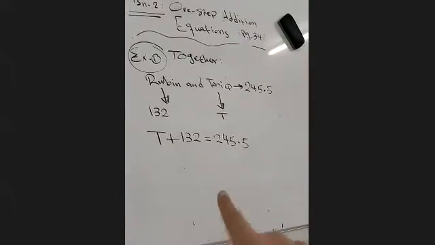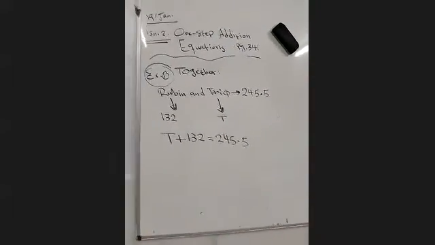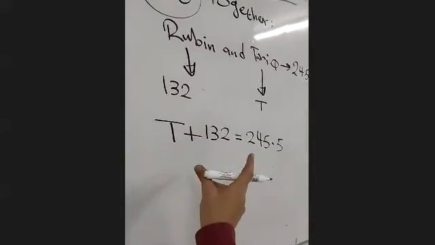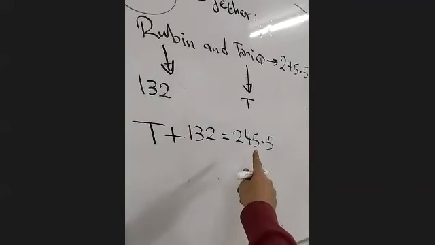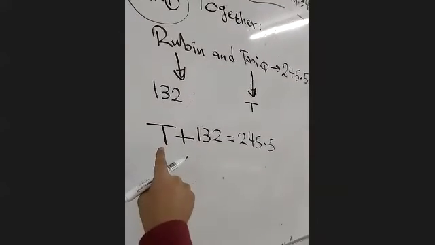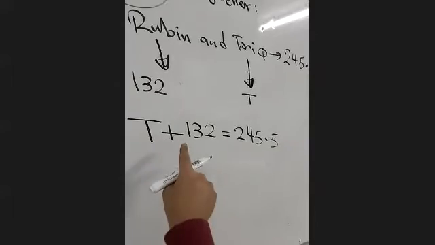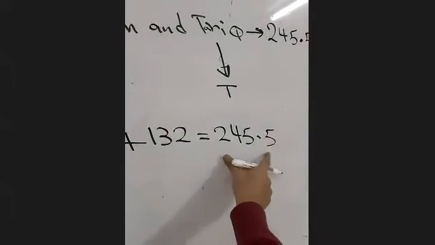Read the question again, ya Yusuf. Write an addition equation that can be used to find how many megabytes of music Tariq downloaded. Good. Write an addition equation. I did it. Together, they downloaded this number. Tariq, I don't know, but Ruben, I know. Tariq plus Ruben equals the total.